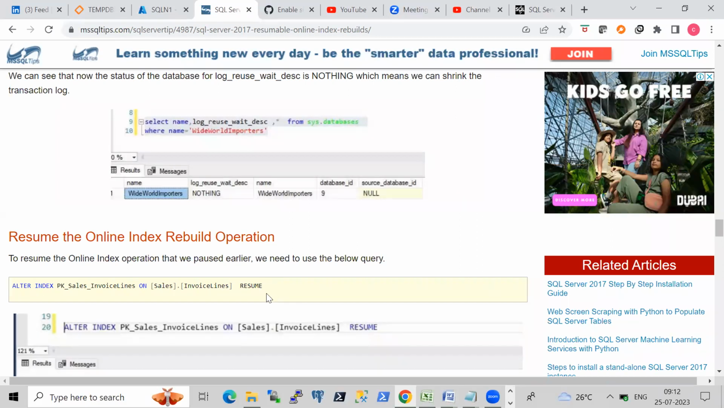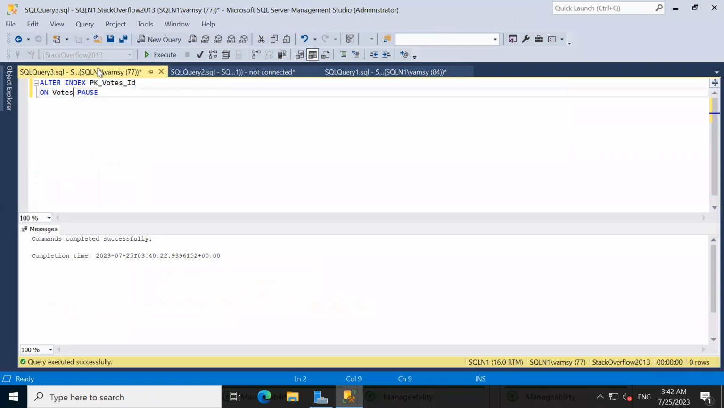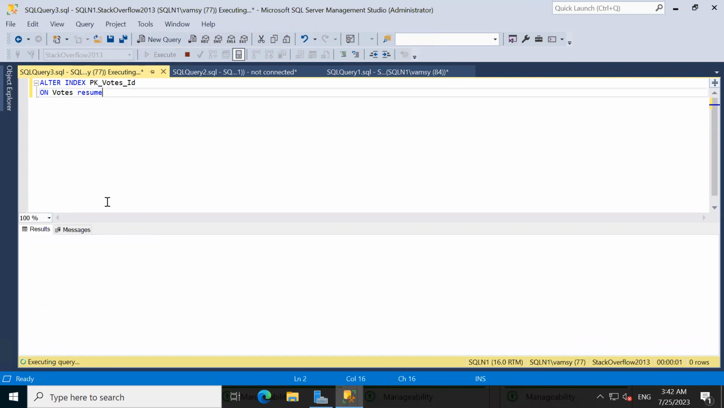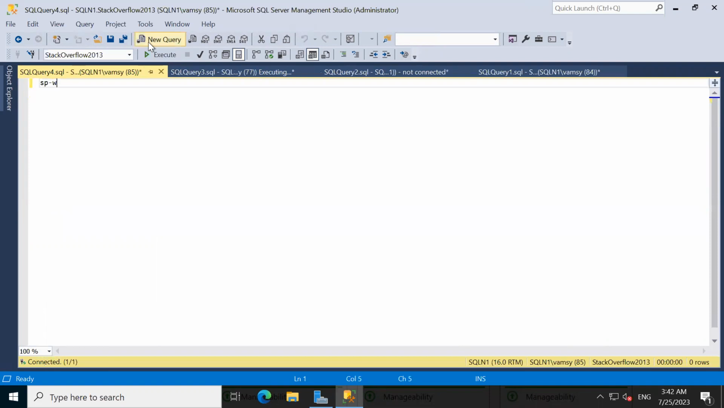And if I say resume, I will show you. So it will resume again from where it left. Imagine 40% got completed. Okay, so now if I come here and I say resume instead of pause, it will continue. So just remove pause and say resume. Okay, it's started again. So if you wanted to see if it really started, just run sp_whoisactive or any of your tools.